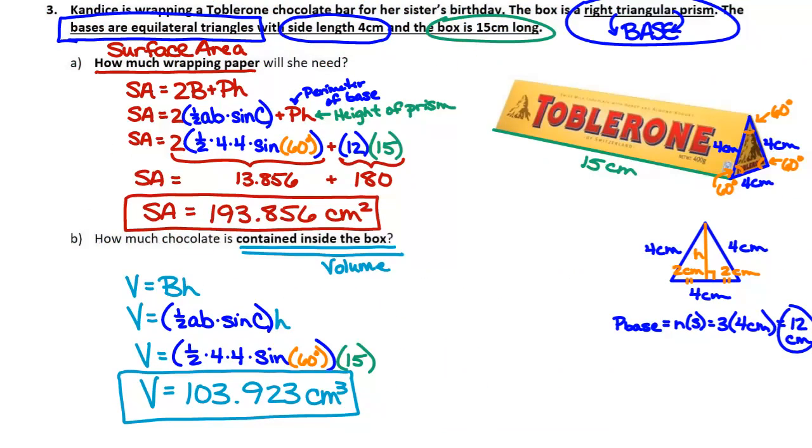Beautiful work. So just to reiterate one more time, there's absolutely nothing wrong with doing 1/2 base times height here. But you would have to look at your triangle, figure out what the base of that shape is, and then find the height. If you're given the base and the height, I would absolutely use that. I wouldn't do 1/2 AB sine C if I know the base and the height of the triangle.